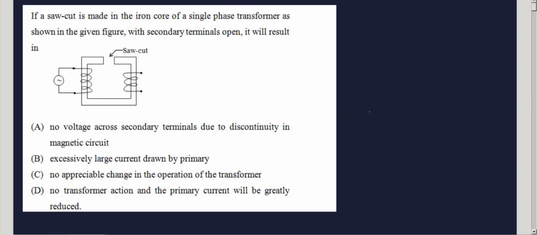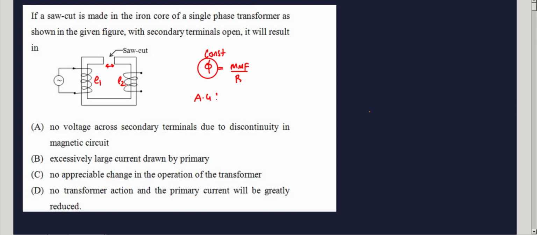So let's see the next question here. If a socket is made in the iron core of a single phase transformer as shown in the figure, when the secondary terminals are open, it results in... You don't bother about that. Here EMF E1 is induced, here E2 EMF is induced, whether it is cut. What happens? Flux in the transformer core remains constant. Flux equals MMF by reluctance. So I know that flux in the transformer core is constant.